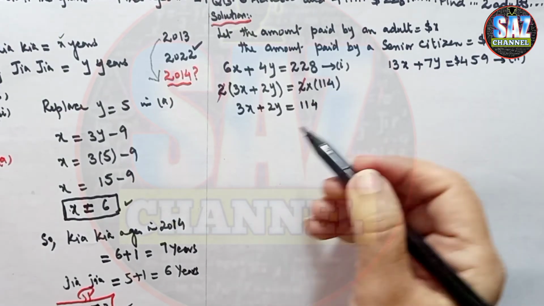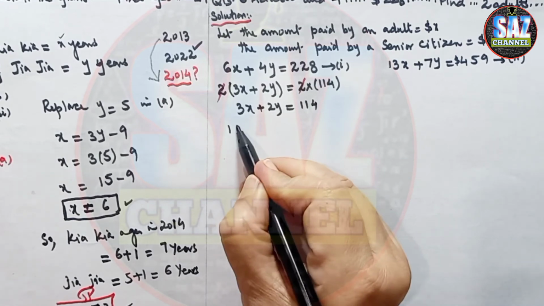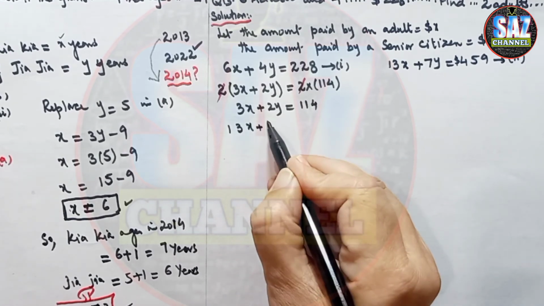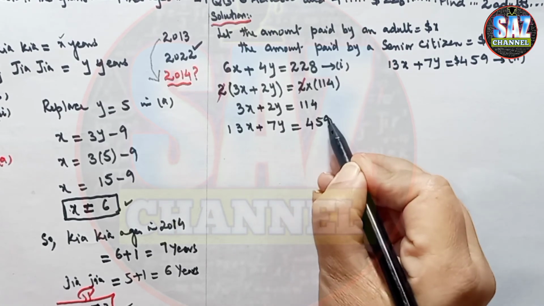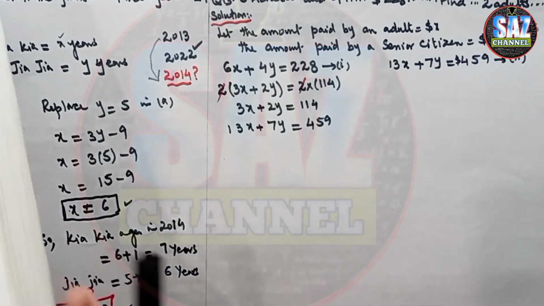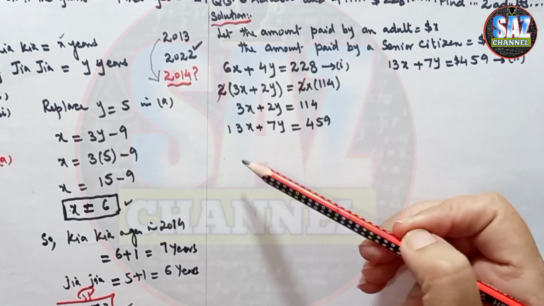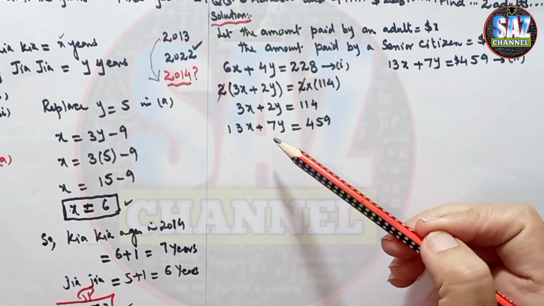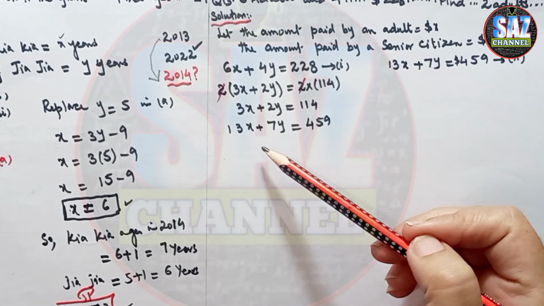Now we have to write both the equations together. The second equation is 13x plus 7y equals 459. Now if we observe both the equations carefully, we can see that the coefficients of both the variables x and y are not the same. We do not have any one variable with balanced coefficients, so we have to go for the balancing of coefficients.